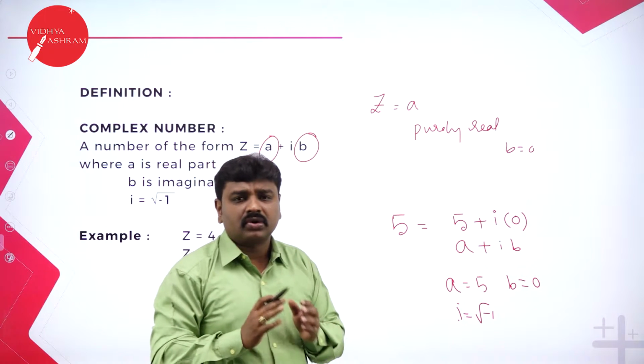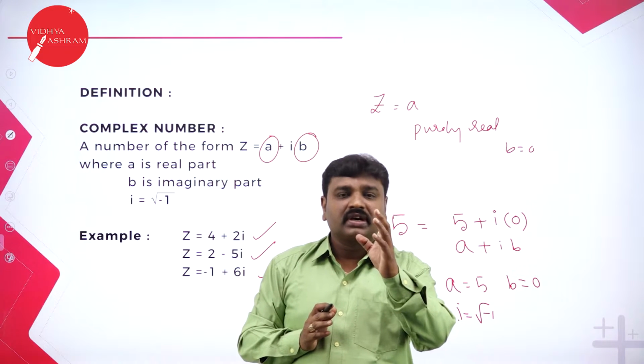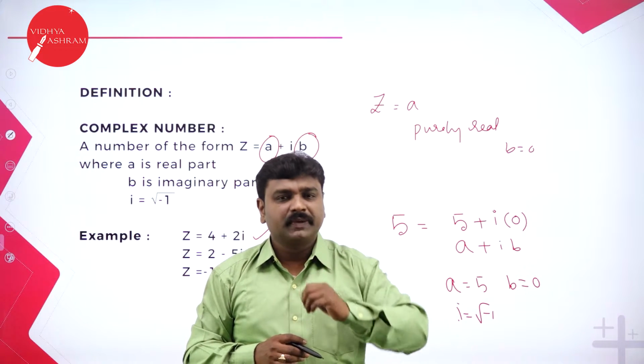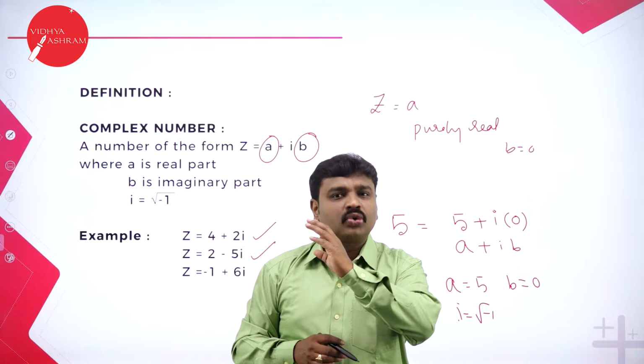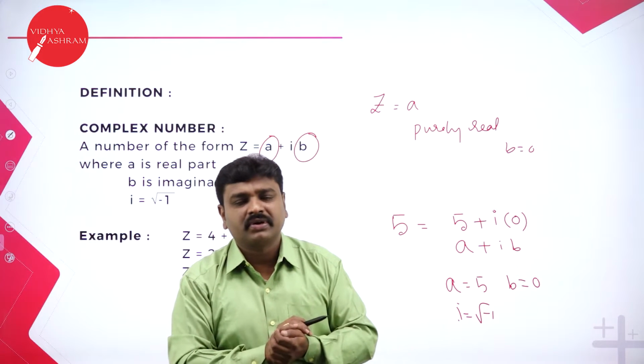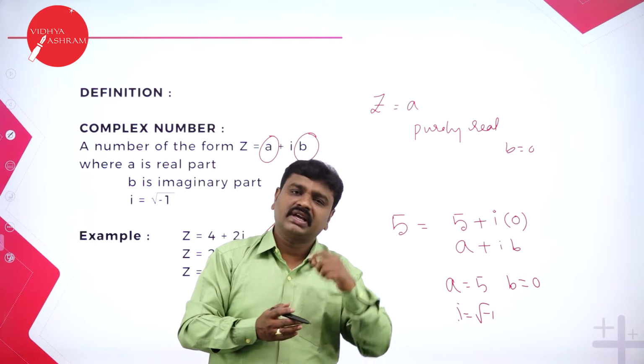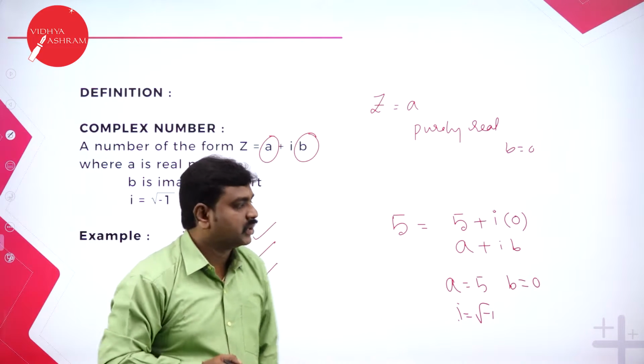Further we'll see. So now I want you people to become thorough with that definition. What is a complex number? A number z is equal to a plus ib is called a complex number, where a comma b are real numbers and i is root of minus 1.